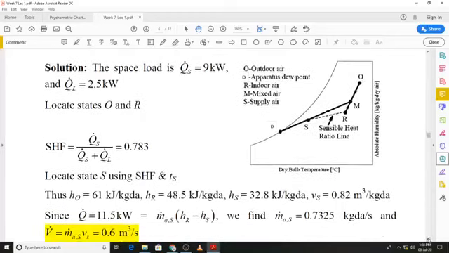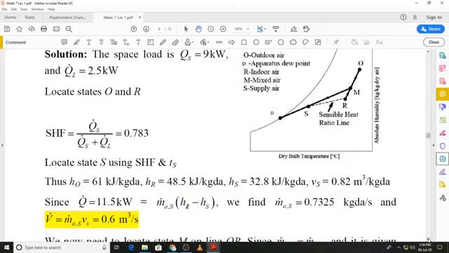Once we have got the sensible heat factor, then we will be able to locate state S using that sensible heat factor and the dry bulb temperature given in the problem for state S. How we will do that, locate state S? When I move to the actual psychrometric chart, you will be able to see how I have done that. And once you have located state S, we will find out the specific enthalpy, and we will also need the specific volume at state S.